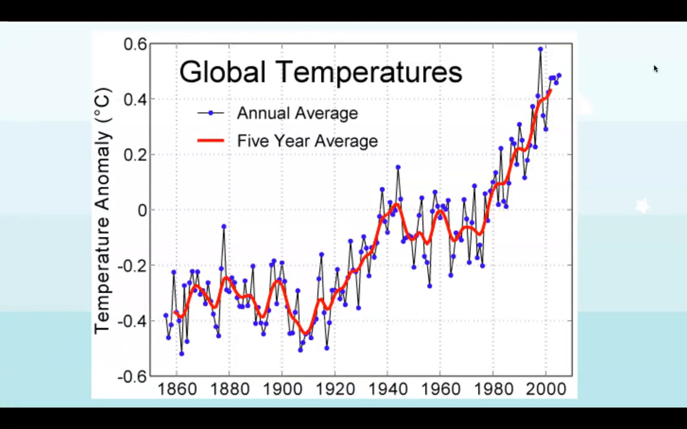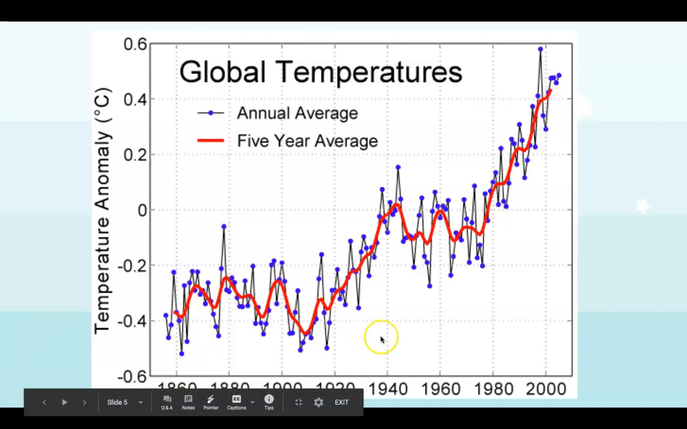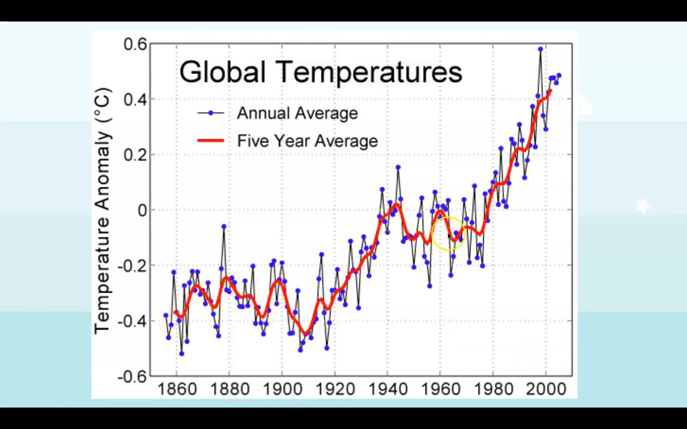Let's look at some more data. This is another graph from NASA that shows the same thing. It shows from 1860 to 2000. I think it goes to 2009. What do you notice about the temperatures? What is happening with this red line? It's increasing, right? So global temperatures on average are increasing. Let's look at a few more.